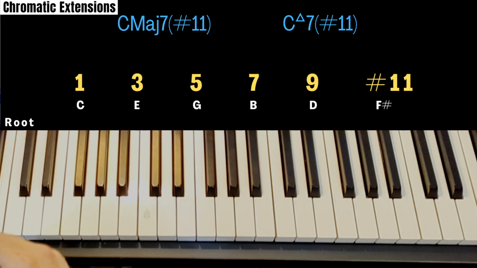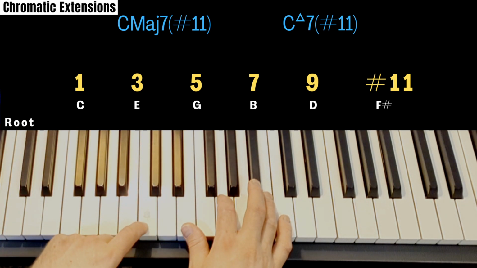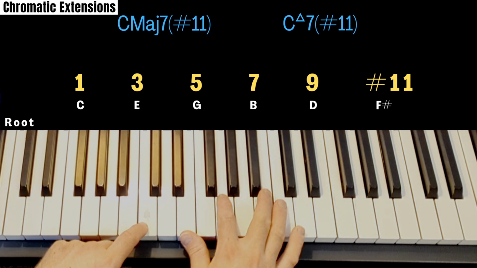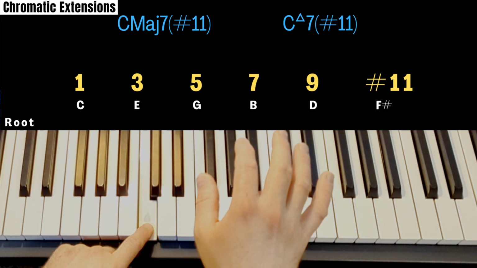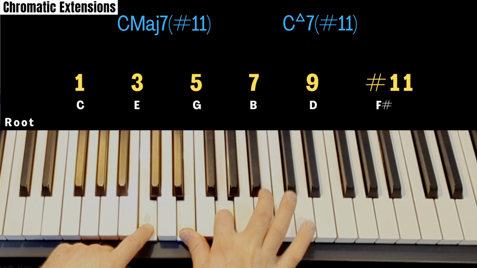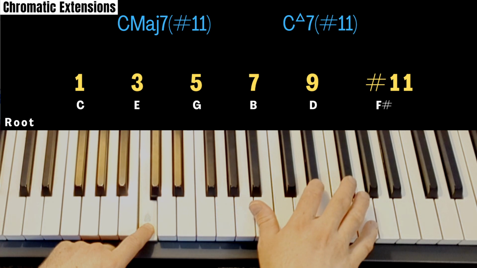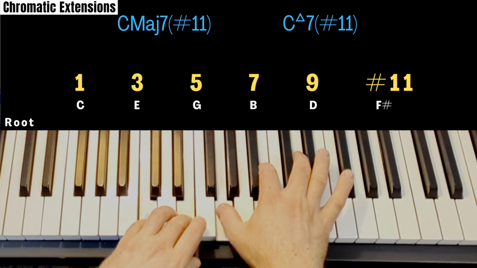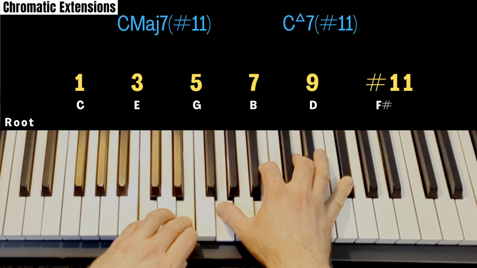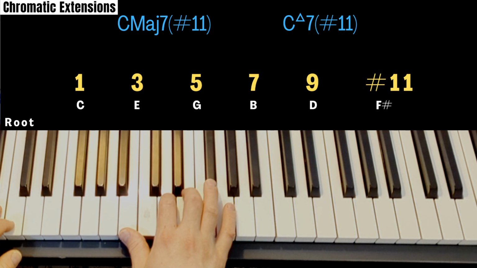Finally, we've got a common chromatic extension that works well over the major 7th chord. And I don't really have many for the other ones, the minor 7ths or the minor major 7ths. So, this is it. It's the C major 7, sharp 11. Root, 3rd, 5th, 7th, 9th if you like, and sharp 11 there. Lovely, lovely chord. I usually play this like this.